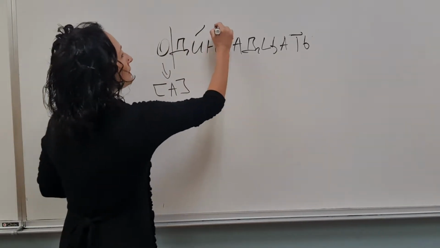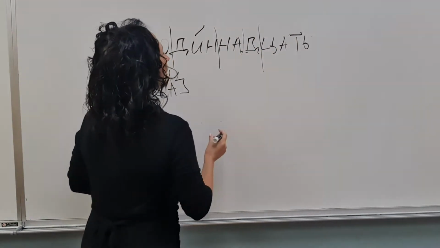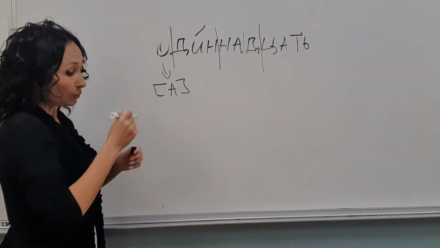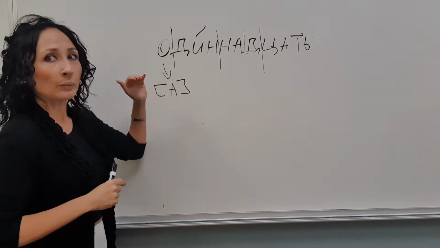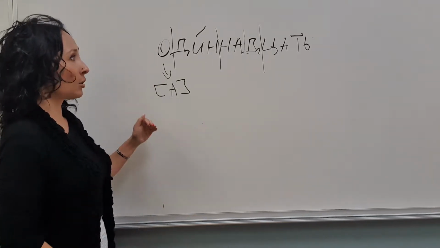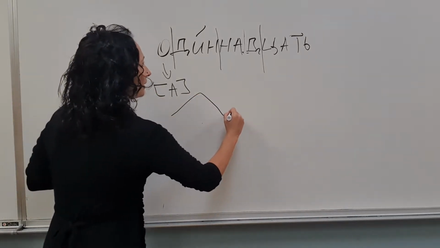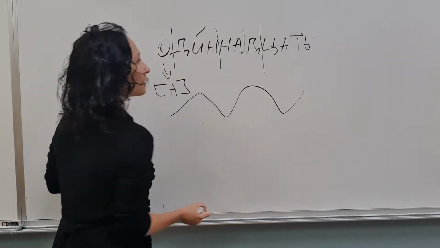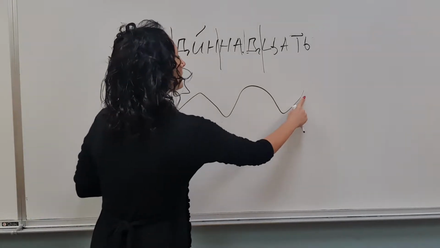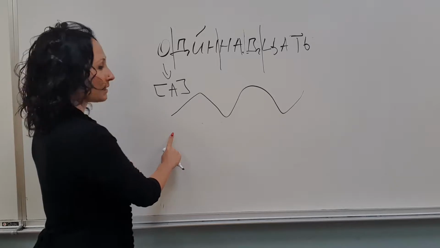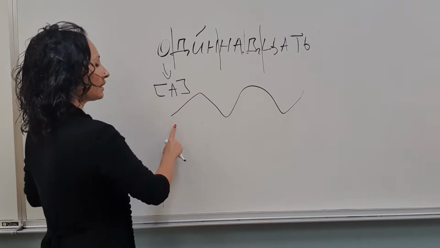Once I put a vertical line to separate them, I will pronounce each syllable separately and slowly. Now I do it one more time. Now I make it a little bit faster. Still I keep the sound highlighted, exaggerated.